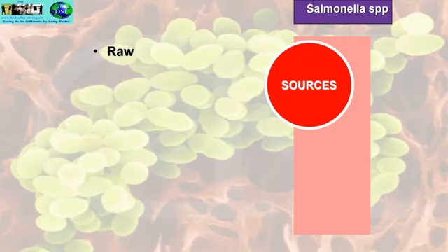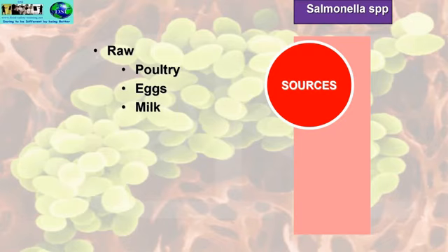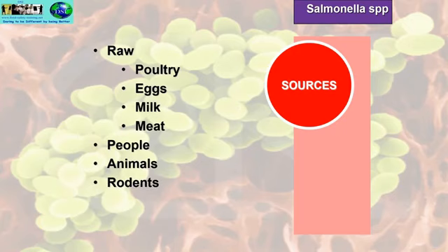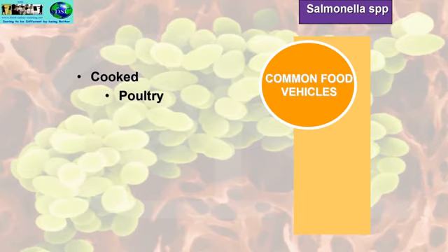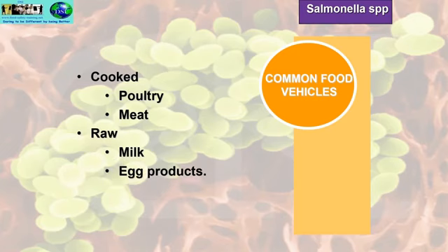So sources of Salmonella include raw meat, so we've got raw poultry, eggs, although not so much in eggs these days, fecal contamination and Campylobacter. Milk, meat from people, animals, rodents, and insects. The common food vehicles, how they get into food, but what food that we eat will contain Salmonella, include cooked poultry, cooked meat, raw milk, and raw egg products.